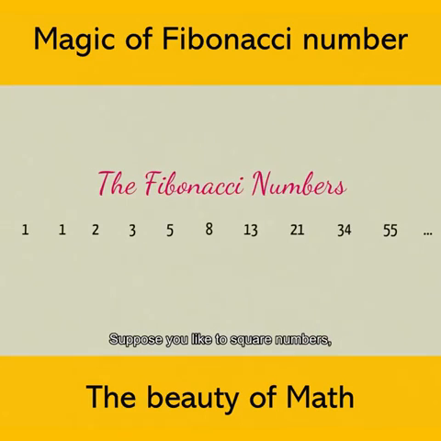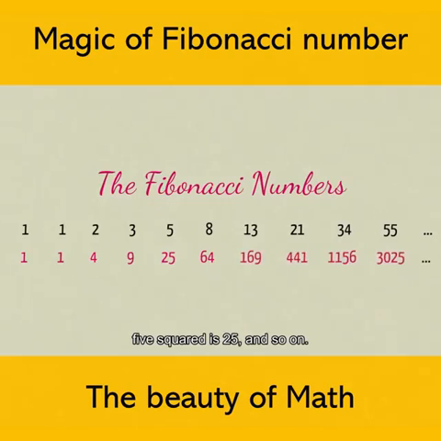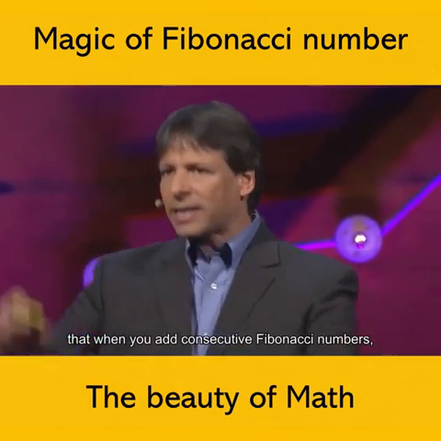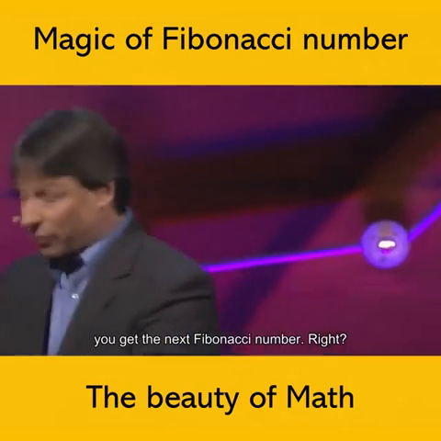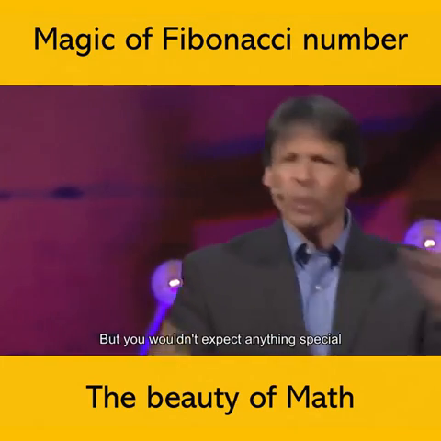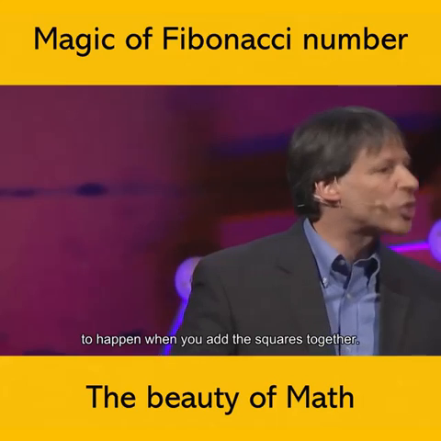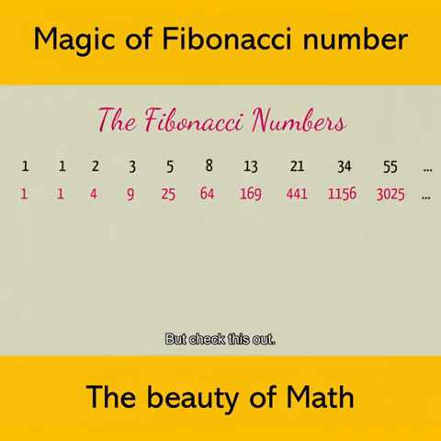Suppose you like to square numbers, and frankly, who doesn't? Let's look at the squares of the first few Fibonacci numbers, okay? So 1 squared is 1, 2 squared is 4, 3 squared is 9, 5 squared is 25, and so on. All right, now, it's no surprise that when you add consecutive Fibonacci numbers, you get the next Fibonacci number, right? That's how they're created. But you wouldn't expect anything special to happen when you add the squares together. But check this out. 1 plus 1 gives us 2, and 1 plus 4 gives us 5. And 4 plus 9 is 13, 9 plus 25 is 34, and yes, the pattern continues.